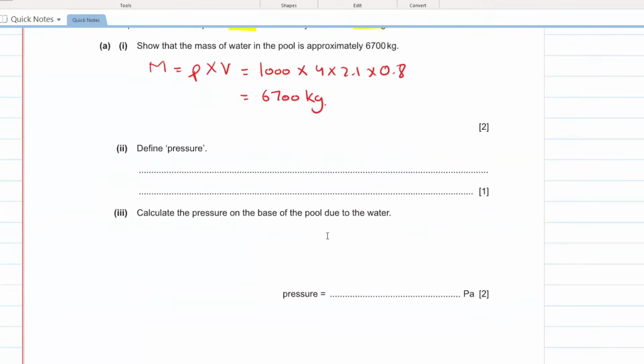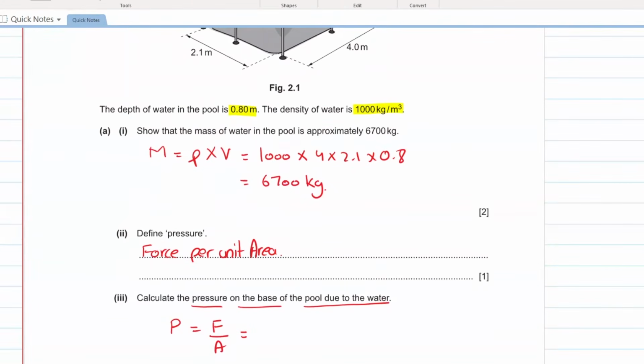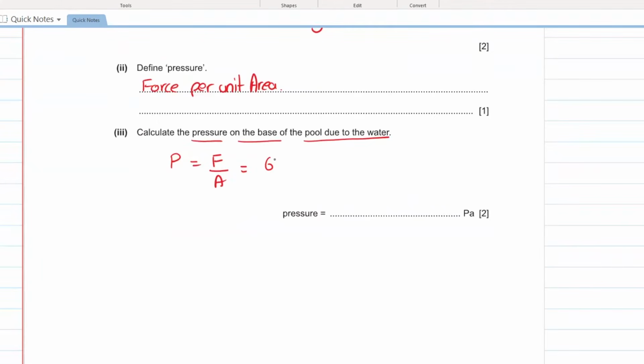Define pressure. 1 mark का सवाल है बेटा. Force per unit area. Simple as that. Calculate the pressure on the base of the pool due to the water. Pressure is equal to force over area. What is your force? Force will be the mass multiplied by the gravitational field strength. Mass is 6700 into 9.81.